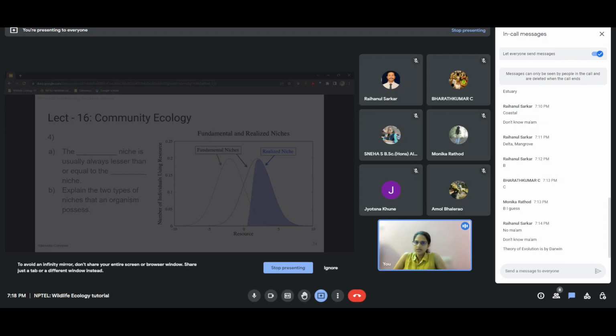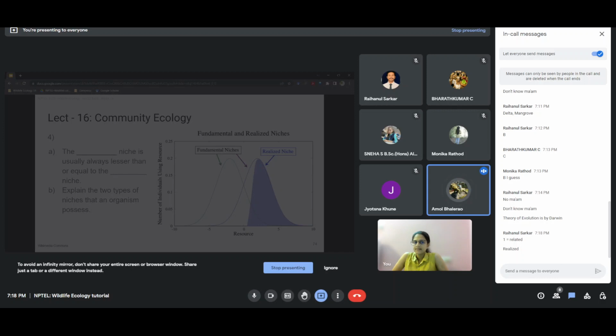So what niche is lesser than or equal to the other niche? Any guesses? Okay, so there are two niches: fundamental niche and realized niche. Which is the smaller one? Reynolds says the realized niche is the smaller one.